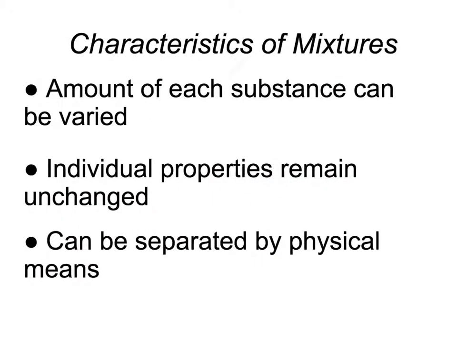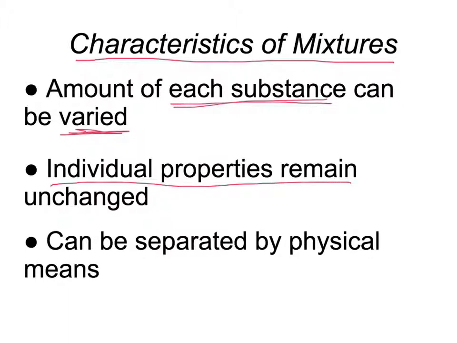So now that we know what mixtures are, let's look at the characteristics of mixtures. Unlike a compound where it's a fixed ratio, each substance in a mixture can be varied, right? So you can have, for example, the salt and pepper ratio changed easily by adding more salt or more pepper, and it doesn't change the fact that you still have a mixture of salt and pepper. The individual properties remain unchanged. So the salt properties remain the salt properties, the pepper properties remain the pepper properties. You haven't changed them by blending them together.